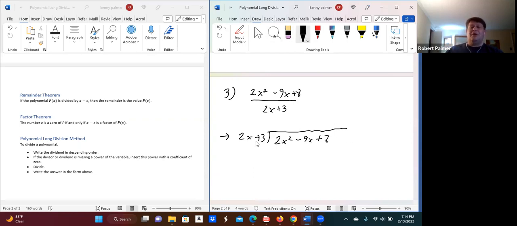Okay, now start again. So I want to match this term. So what do I need to multiply 2x by to get 2x squared? That's just going to be x. Okay, I do that. x times 2x is 2x squared. Then x times plus 3 is plus 3x.